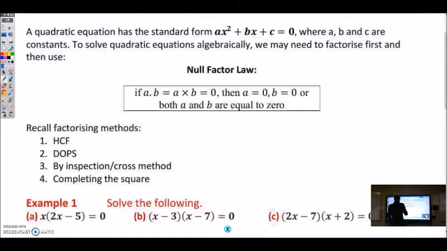Okay? So for example, if you have A times B equals 0, if A were 3, B would have to be 0. If B were 7, A would have to be 0. Okay? So what we do is we look for two solutions whereby one we let A equal 0 and one we let B equal 0, both of which will be true.